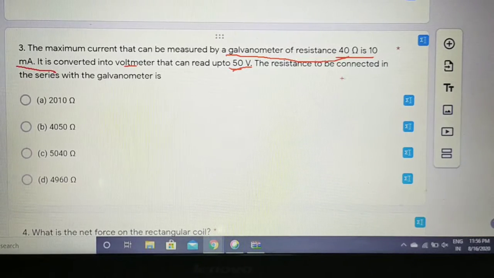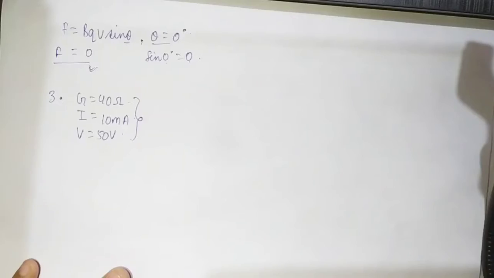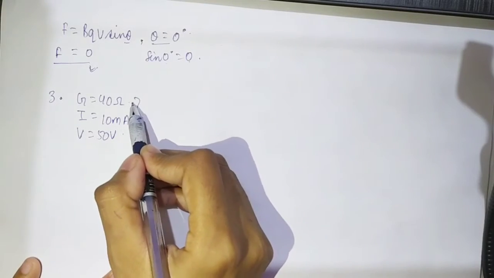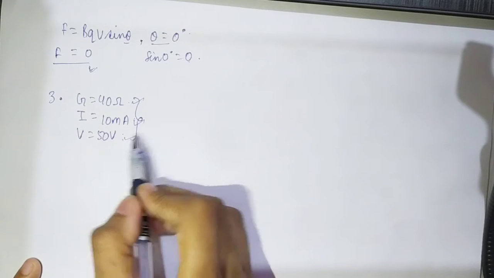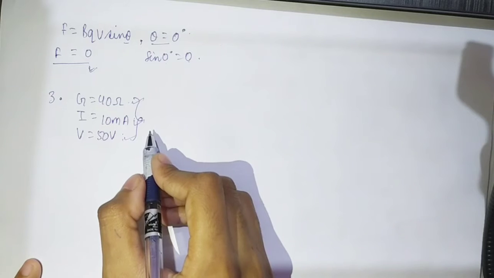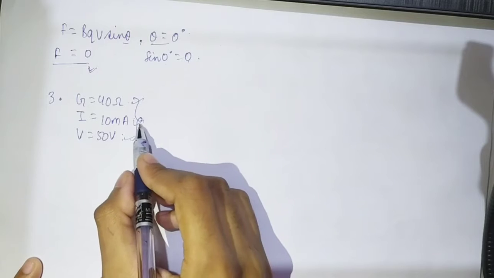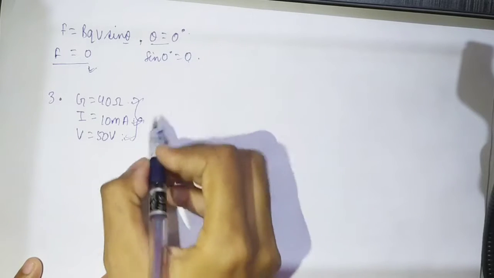And the resistance to be connected in series with the galvanometer is what we have to find. We have to find the resistance that we have to connect in series with the galvanometer to convert this galvanometer into a voltmeter. How can we find the resistance? These three things are given to us: the resistance of the galvanometer, the current it can measure, and the voltage it can measure. Now we have to find the resistance to be connected in series with the galvanometer.